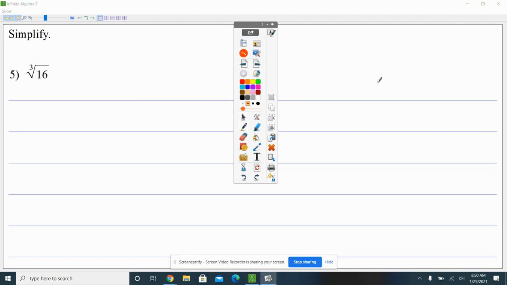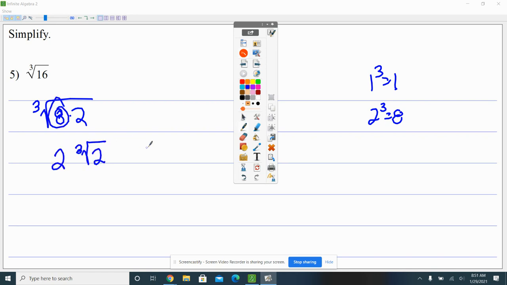Cube root of 16, again, 1 cubed is 1, 2 cubed is 8, and that's the number I need to go into the 16. That's 8 times 2. Cube root of 8 is 2, and you are left with the cube root of 2.